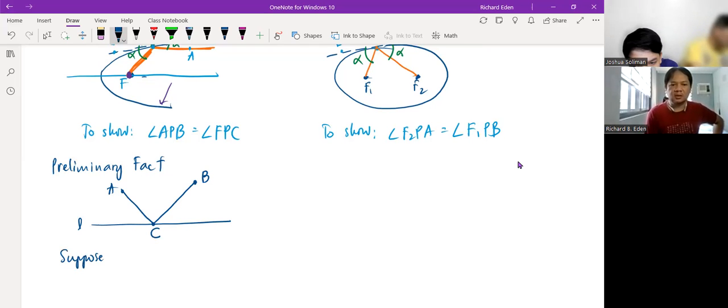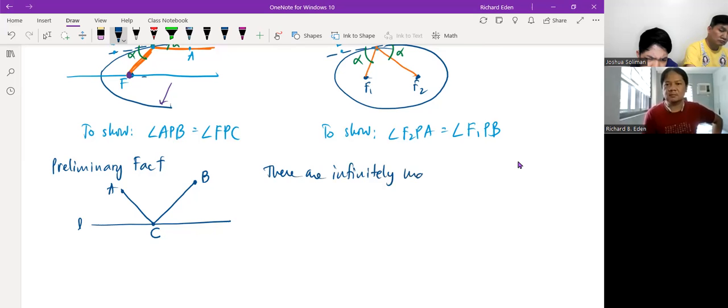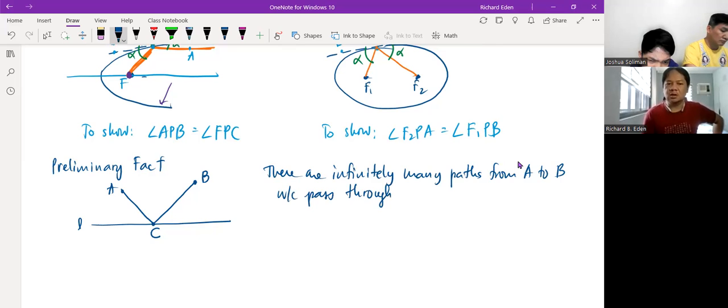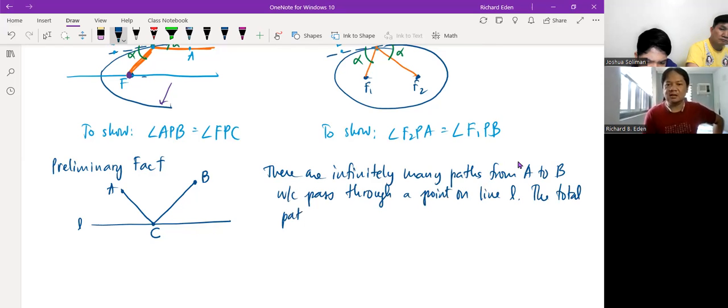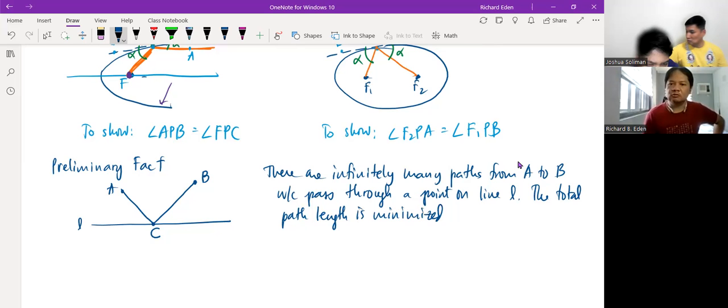Suppose there are infinitely many paths from A to B which pass through a point on line L. The total path length is minimized, which pass through a point C.